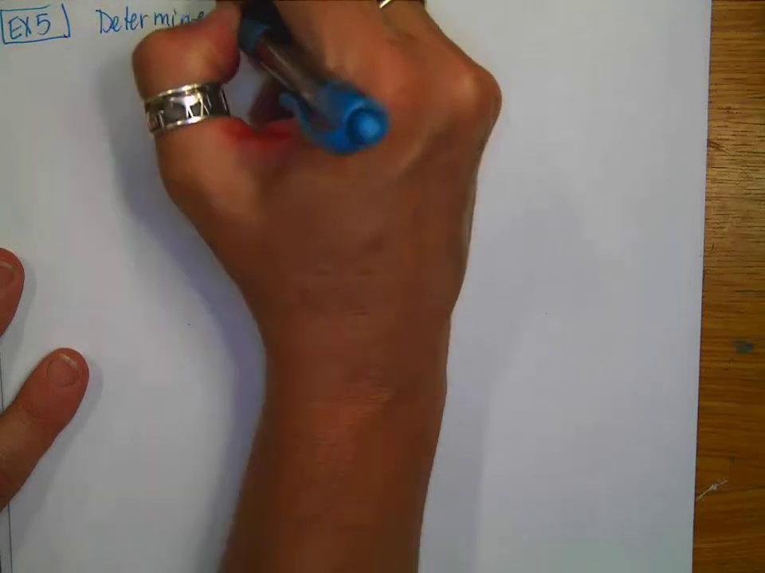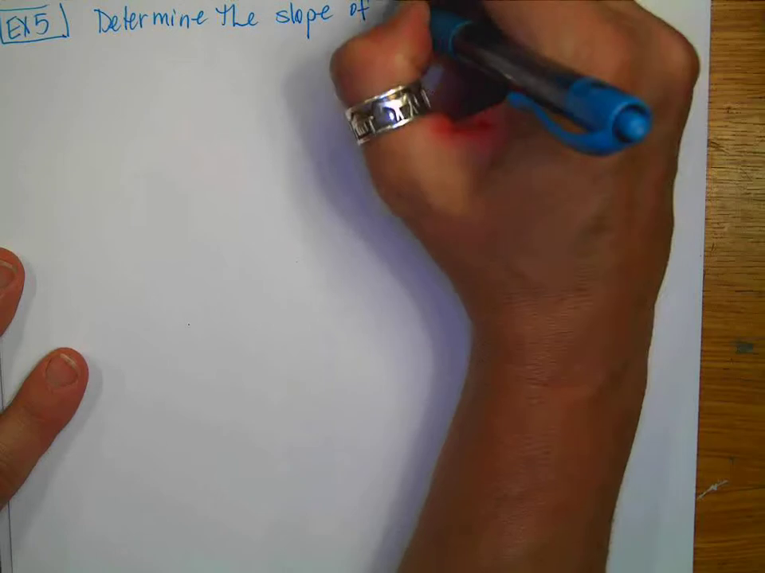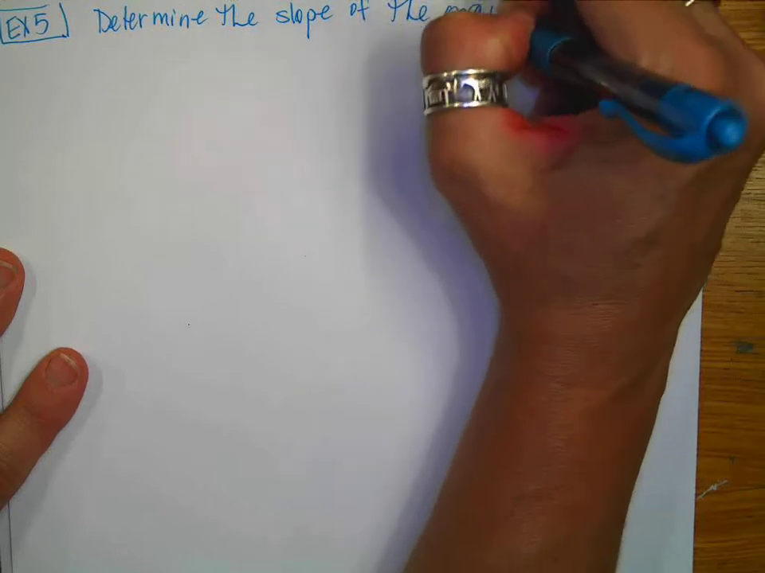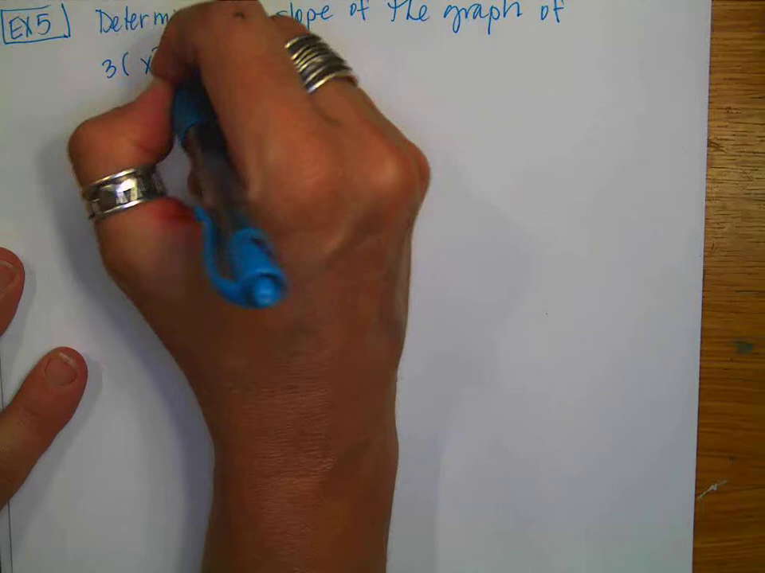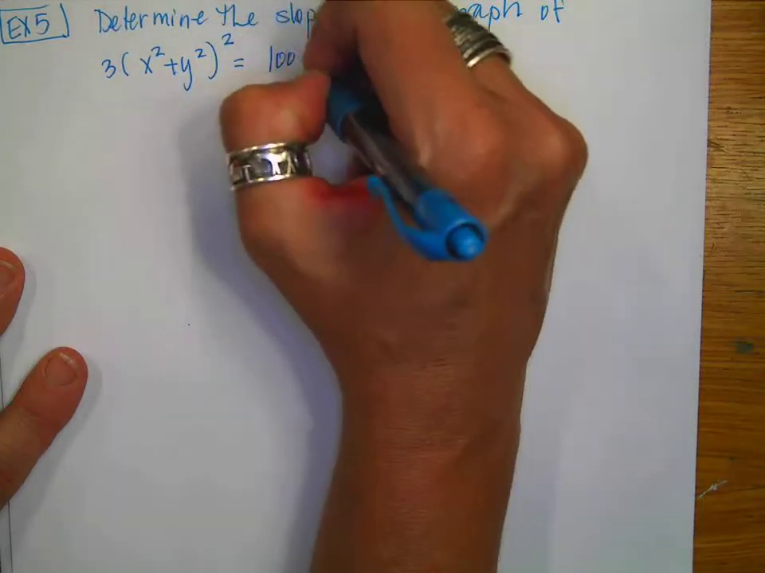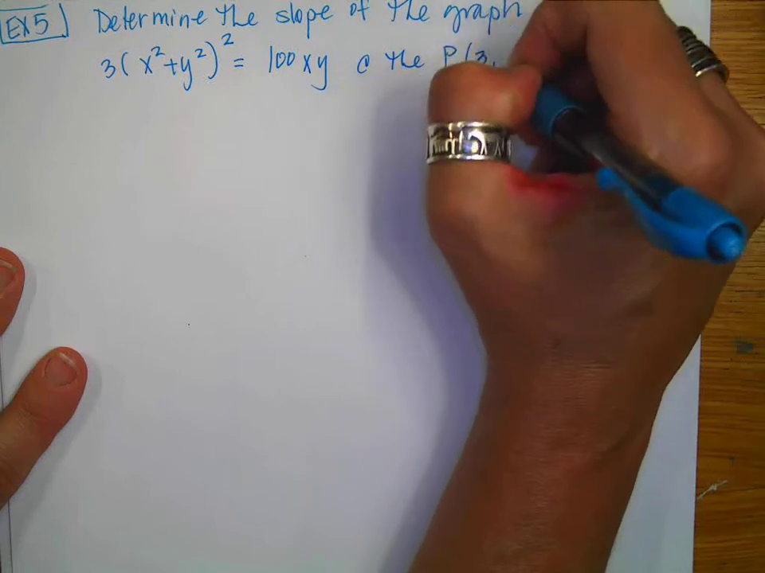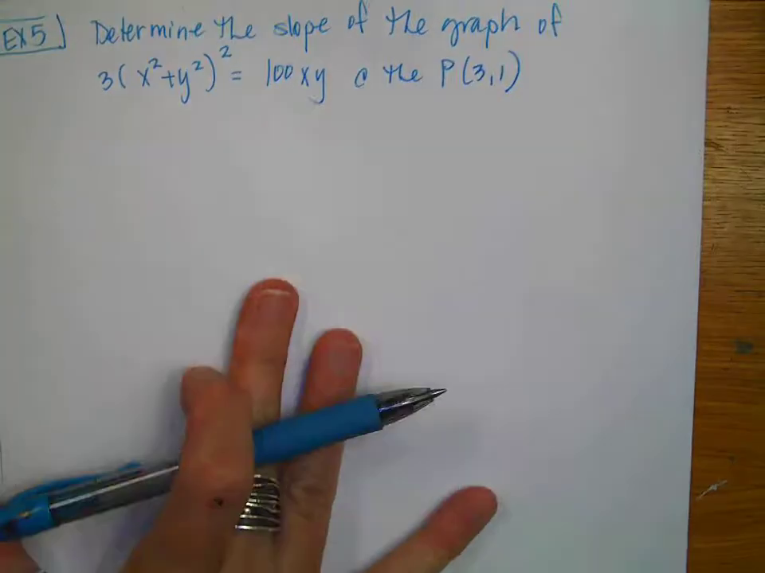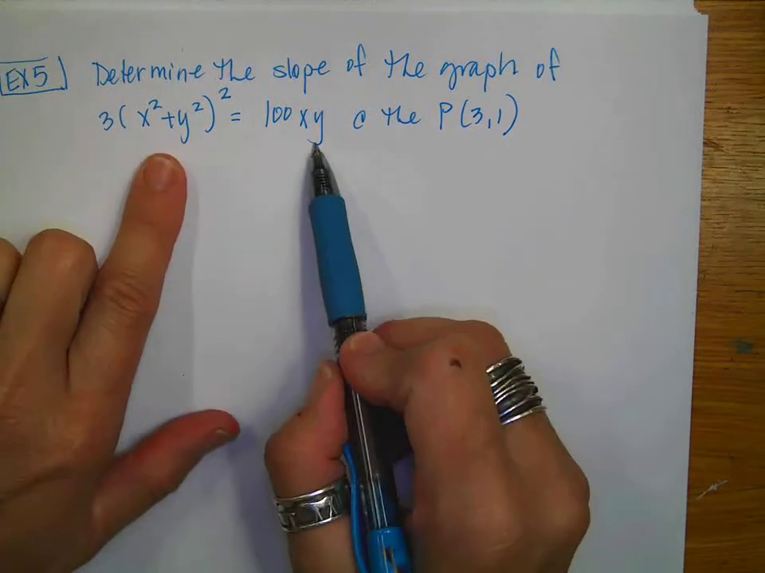And it says, determine the slope of the graph of 3 times (x squared plus y squared) squared is equal to 100xy at the point (3, 1). Okay, move it down so you can see all of the words. That would be helpful. So when I look at this, I think several different things.